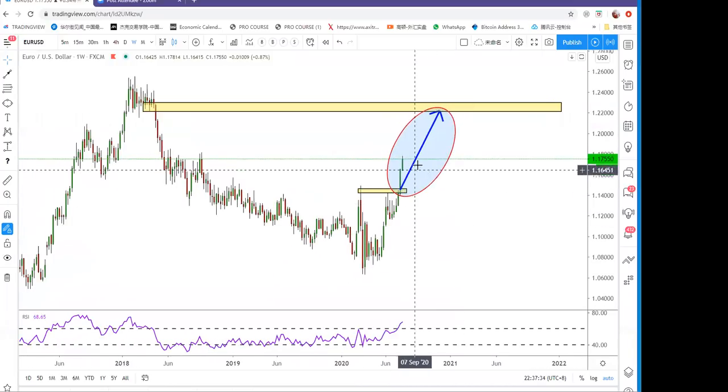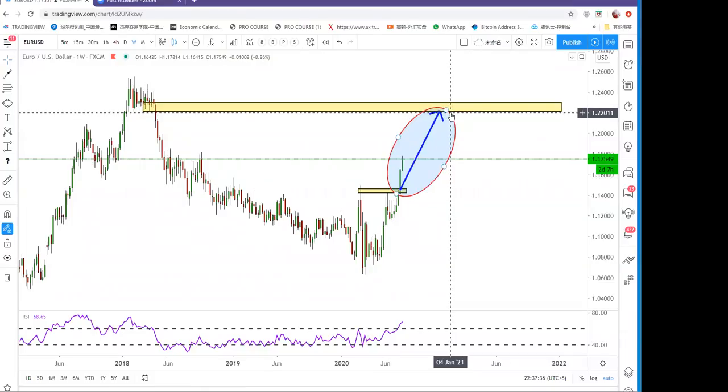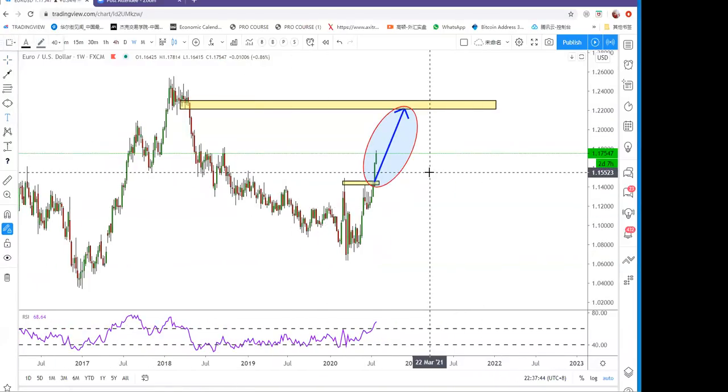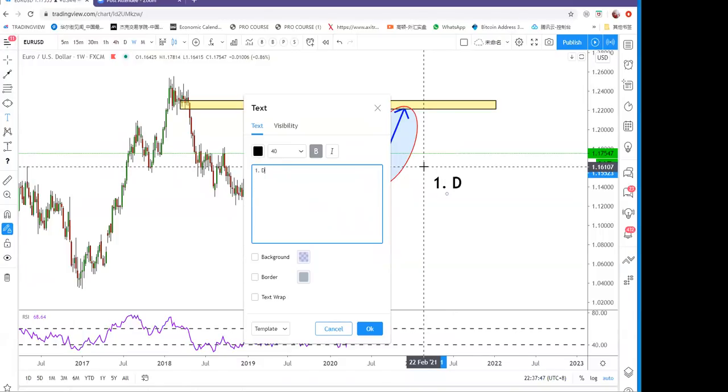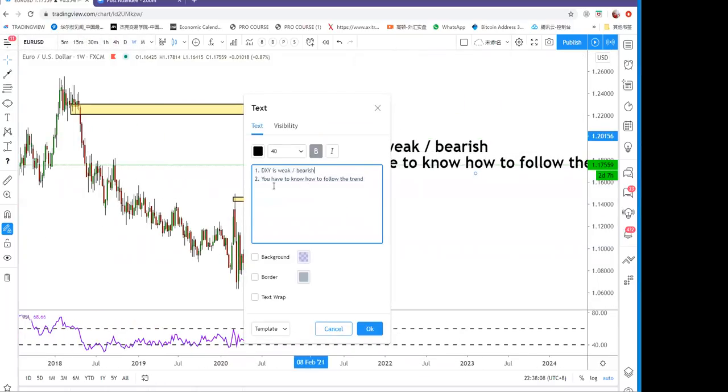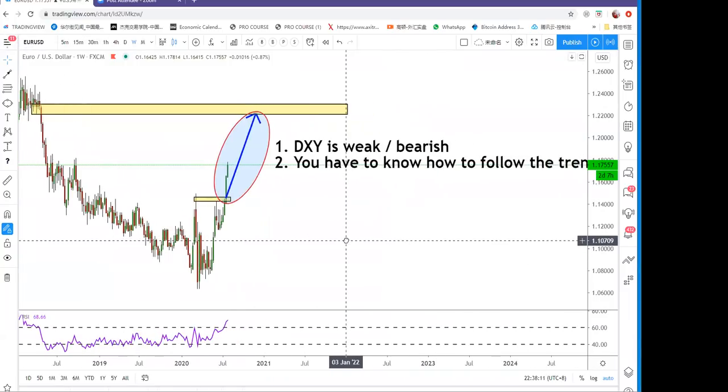So before the euro hits 1.22, what is your best strategy? Yeah, Armin said dollar index trend is the key. And the second thing is, first, DXY is weak, bearish. Second, you have to know how to follow the trend. You know the direction is going up for the euro, but you don't know how to enter. You don't know how to set your trading plan. Then you still cannot make money, correct?